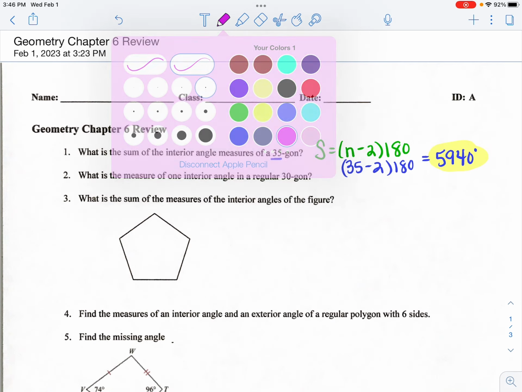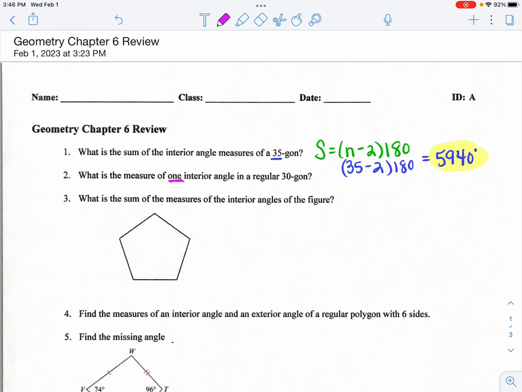Number 2 asks, what is the measure of one interior angle of a regular 30-gon? Again, just a reminder, we're going to be using the same formula. So this time I'm going to do 30 minus 2 because there are 30 sides, times 180. So I'm going to find that number first. And you get 5,040 degrees.